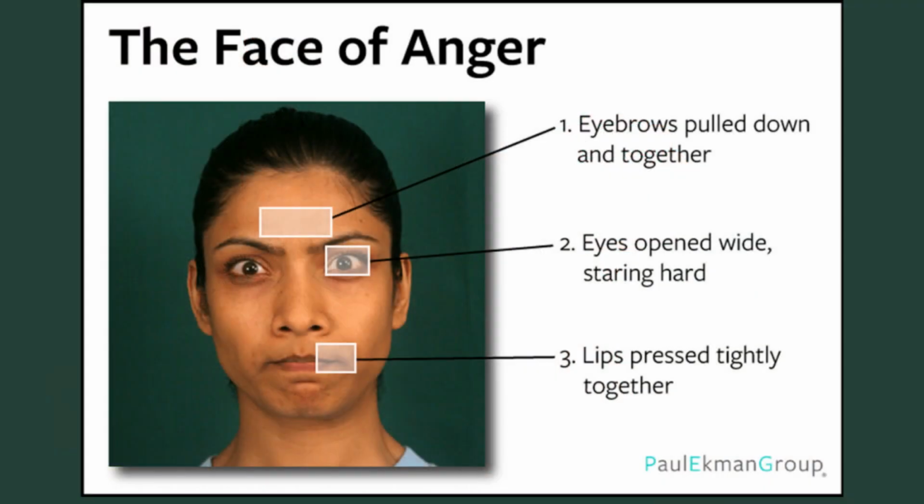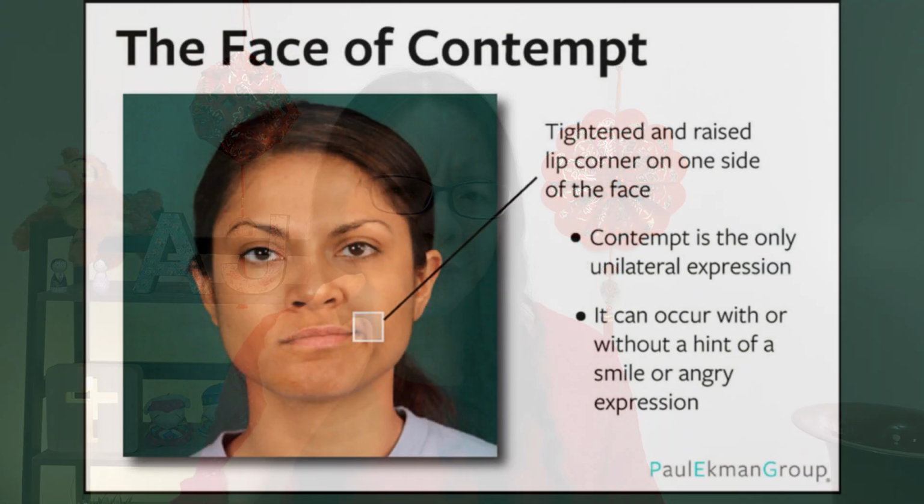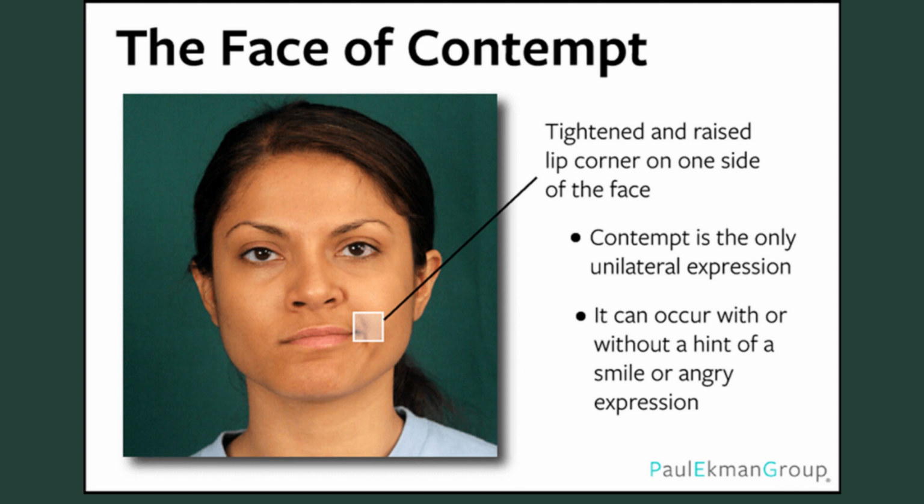Look at this picture, the face of anger. The eyebrows are pulled tight and together. The eyes are open wide, staring hard, and the lips are pressed tightly together. When you look at this face of contempt, contempt is the feeling of dislike for and superiority over others. It is the only expression that occurs on only one side of the face and can vary in intensity. Look at this picture. The lip corner is tightened and raised only on one side of the face.